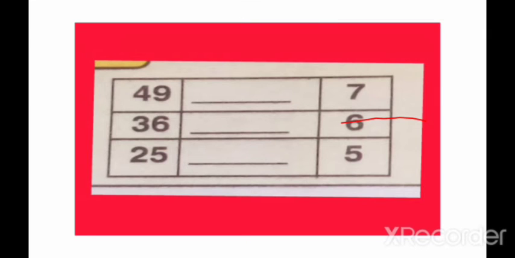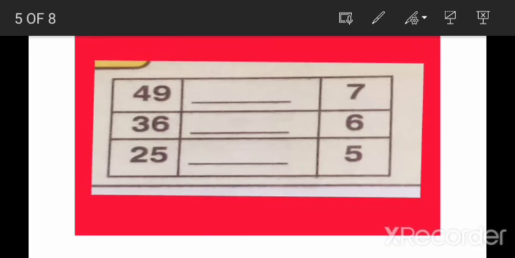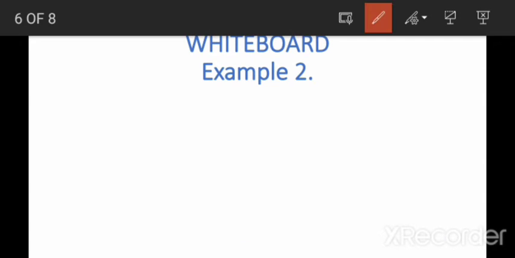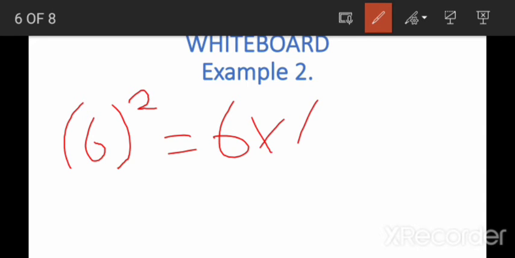Assuming 36 was not given to us, this is what we do. We just have it as the square of 6, which is equal to 6 times 6, and 6 times 6 is equal to 36.